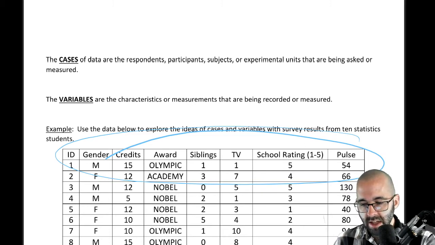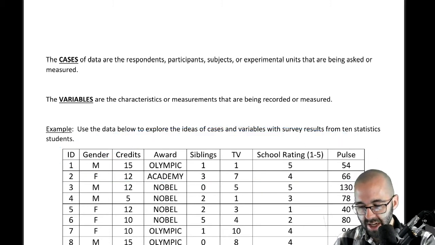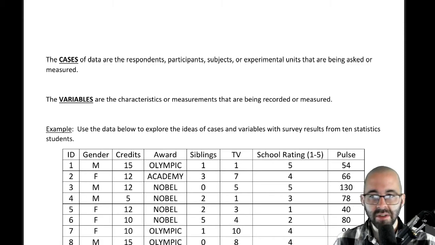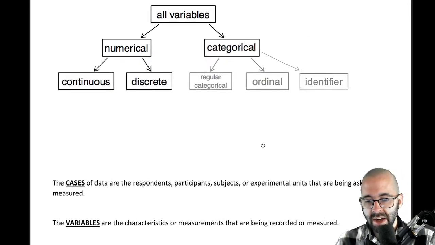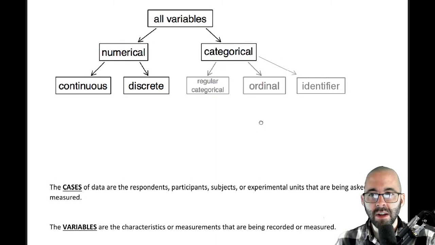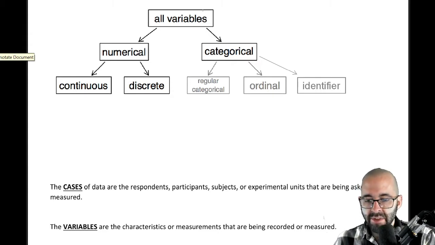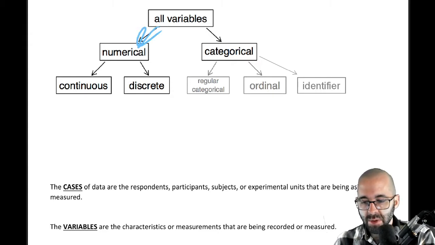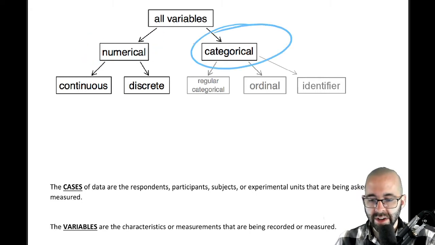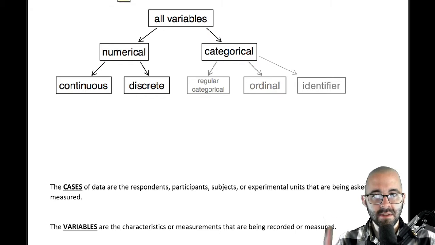And all these variables have different types. Some of the variables are numbers. Some of the variables are words. We're going to start by categorizing these variables. All variables is at the top, and once we proceed down from all variables, there are numerical variables and categorical variables. Let's start talking about numerical variables.